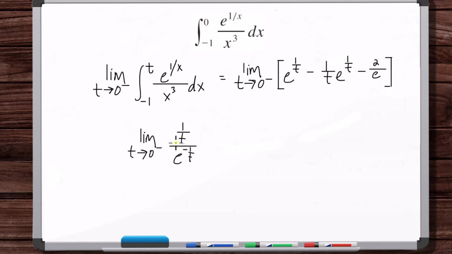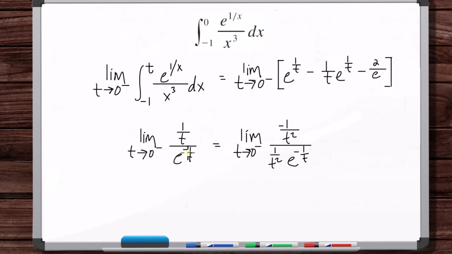Okay, you plug in 0. This goes to negative infinity, and then this goes to e to the 1 over, this is going to be e to the positive infinity. So it's infinity over infinity. So we've got minus 1 over t squared, and then e to the minus 1 over t times the derivative of minus 1 over t. So 1 over t squared e to the minus 1 over t.